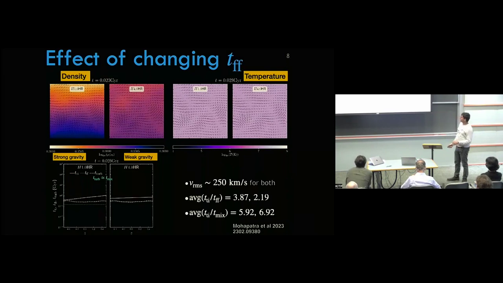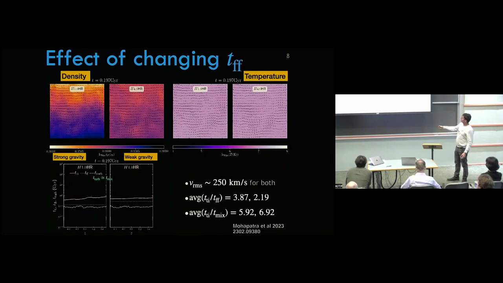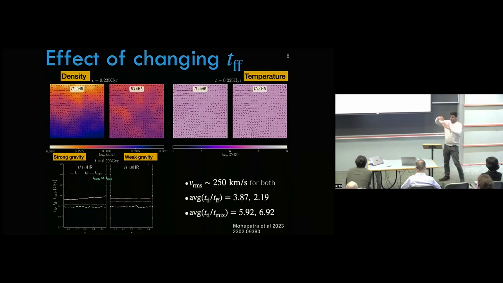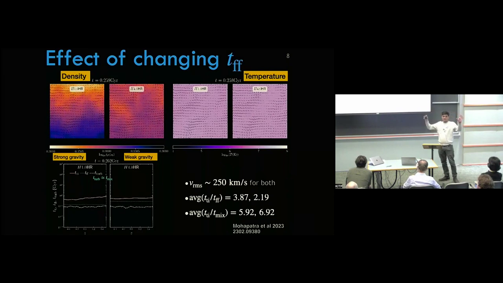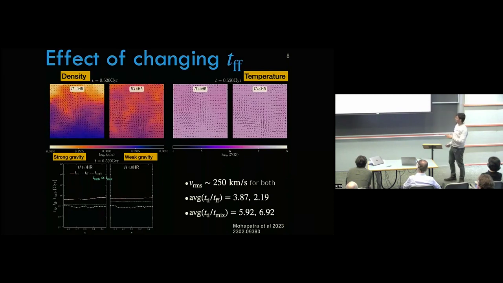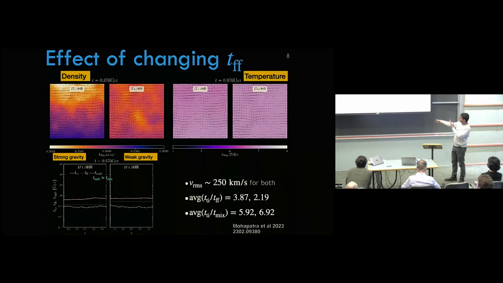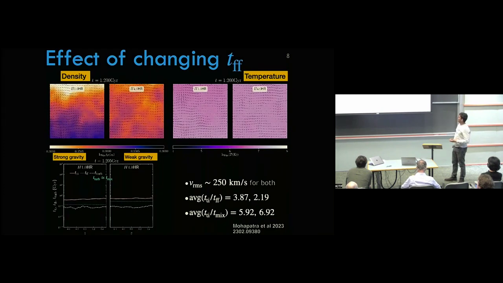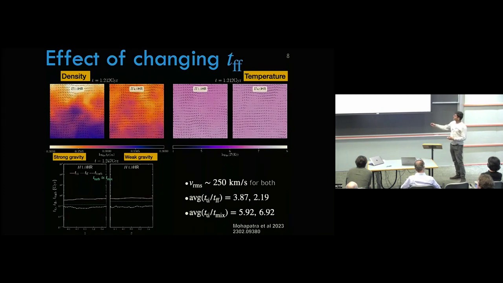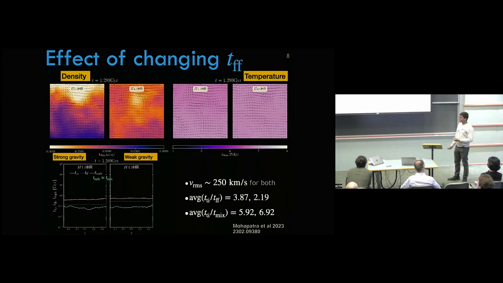Now, when we start simulating turbulence, another thing to notice is that because this has a high density gradient, when turbulence starts mixing this up, the mean density goes up a bit compared to the right one. So that's one small difference. And these are the average ratios of these two important ones. T TI by T free fall is like 4 and 2, whereas T TI by T mix is like 6 and 7.